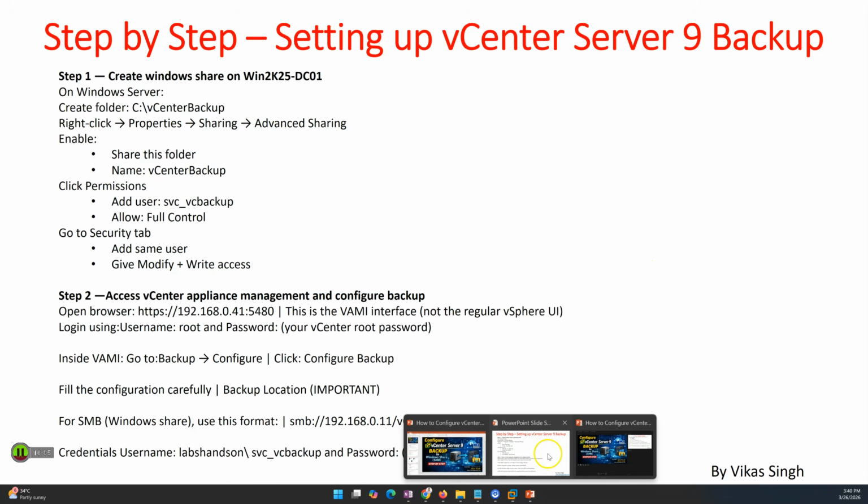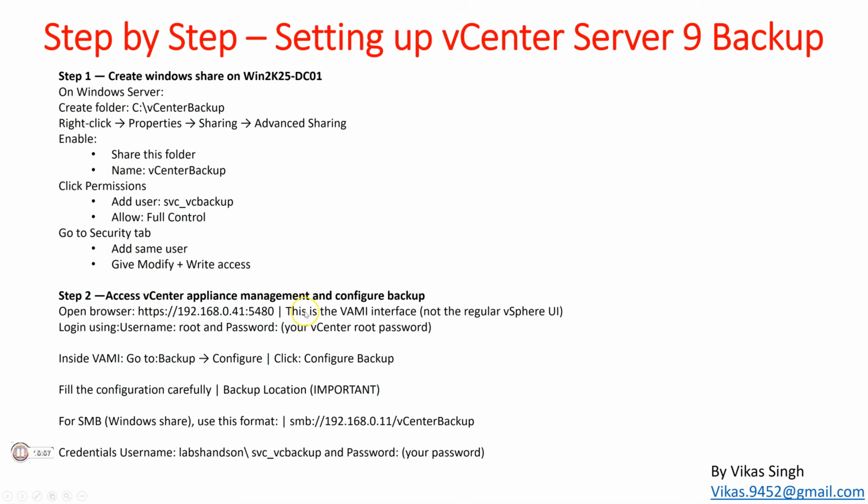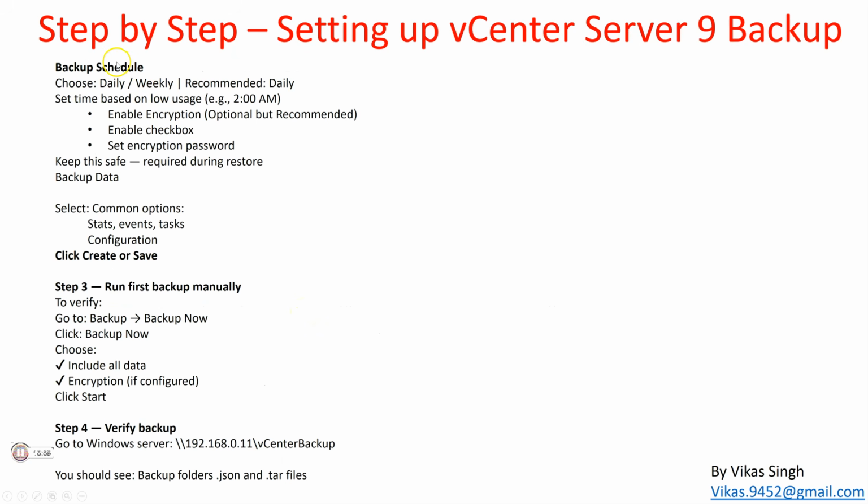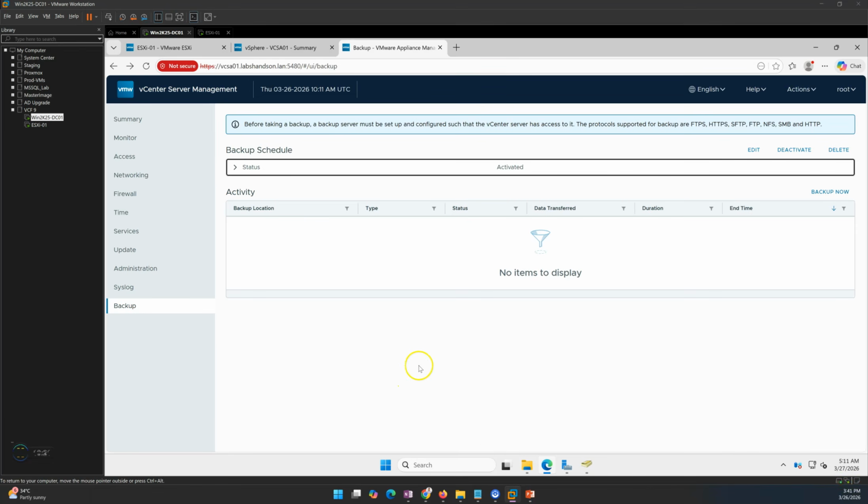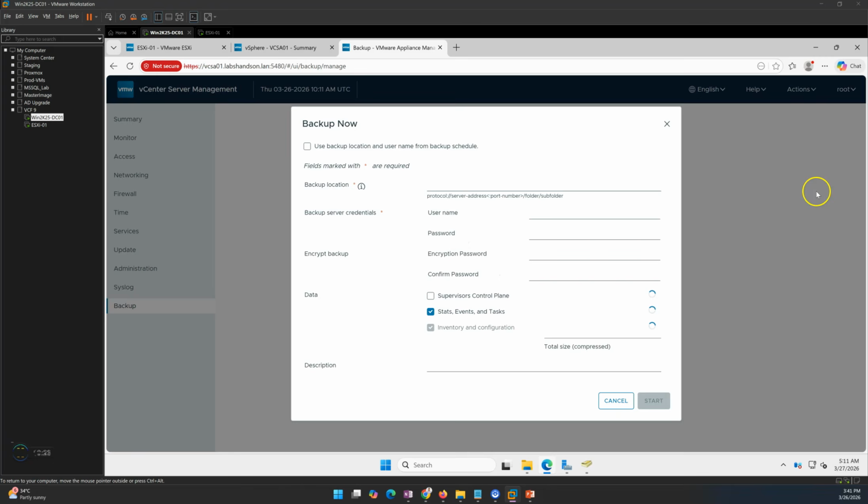So if I go here, you can see step 2 is completed. Now the backup schedule we have done as per our requirement, and the backup schedule is created, but let's run our first backup manually and then verify the backup. So I'll go here and click backup now, and use the backup location and from the schedule.